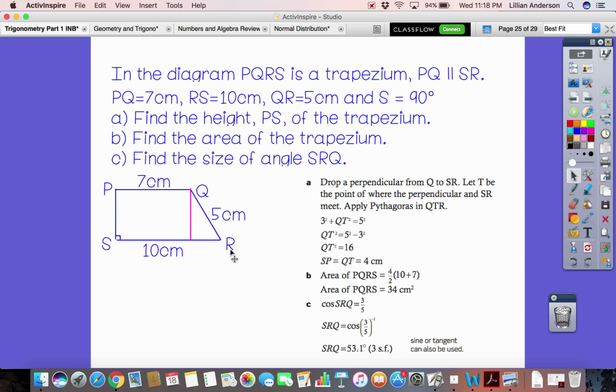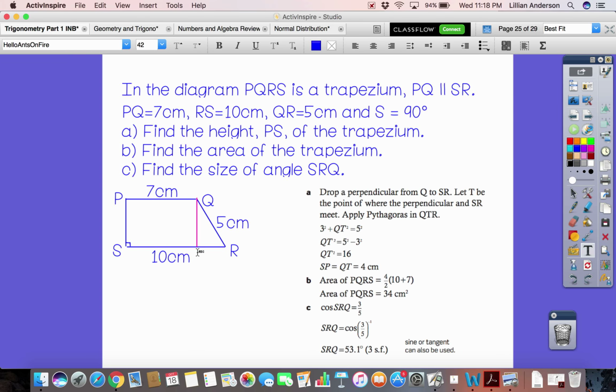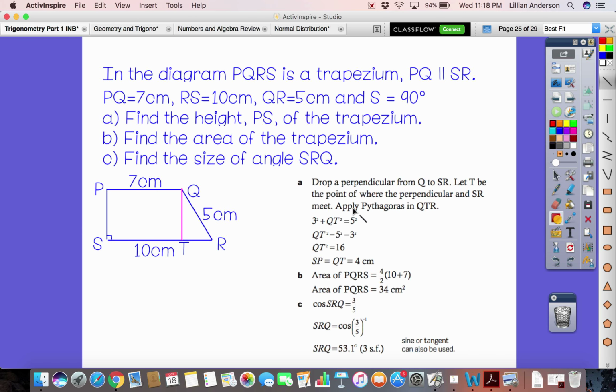PS of the trapezium, aka the trapezoid, find the area of the trapezoid, and then find the size of angle SRQ. A lot easier. Okay? So to find the height PS, you would drop a perpendicular down from Q to SR, creating a point, which is going to be T, that is perpendicular to SR. And so then from there, you'll be able to use Pythagorean Theorem to figure out the value of QT, which is the value of PS, the height of the trapezium.